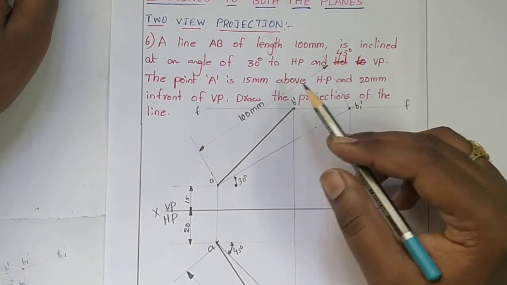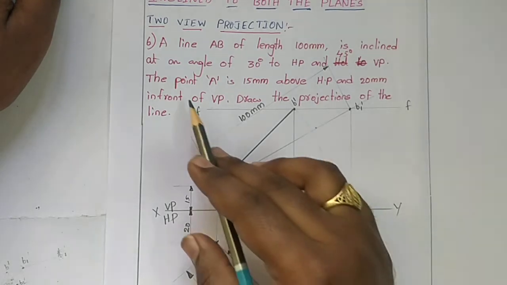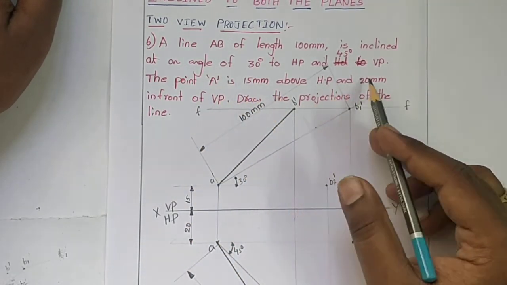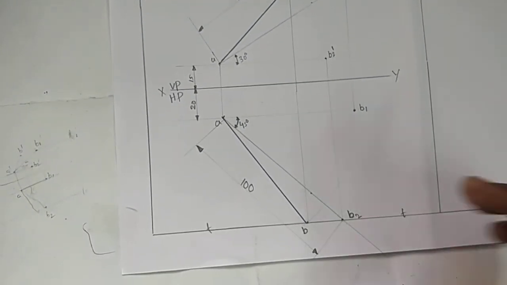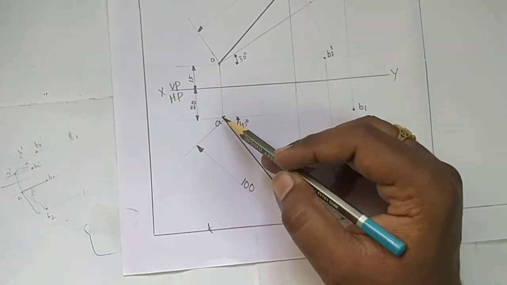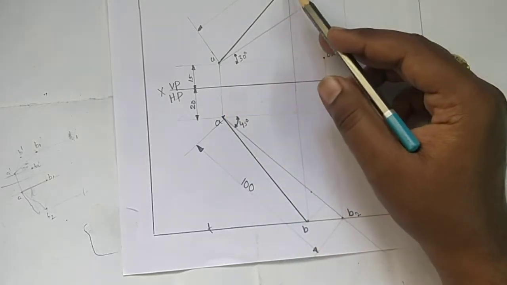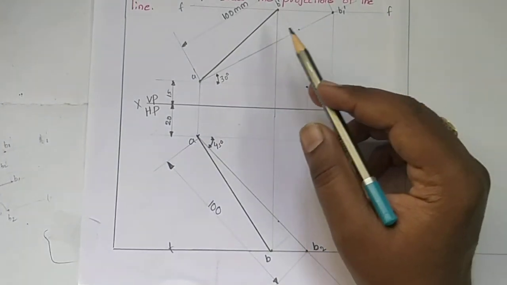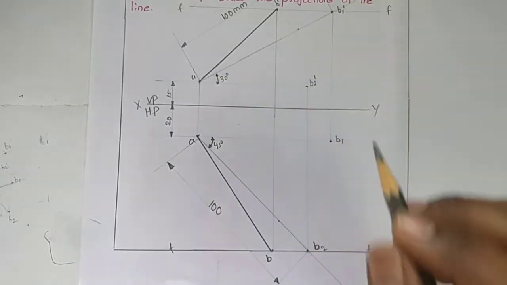So 30 degrees to HP and 45 degrees to VP, you cannot draw both directly. So first they gave one data, that is the point A is 15 mm above HP and 20 mm in front of VP. For that, first I drew point A 15 mm above HP and 20 mm in front of VP. First we located point A. Next, they did not give data of point B. They gave only the angles and length of the line.